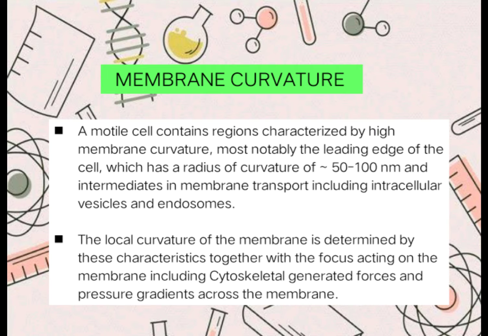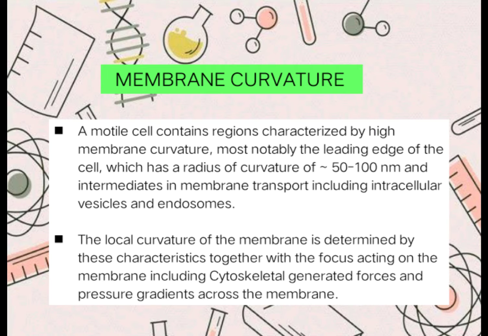The spontaneous curvature of a membrane and its bending elasticity are determined by the composition of the membrane. The local curvature of the membrane is determined by this characteristic together with the forces acting on the membrane, including cytoskeletal generated forces and pressure gradients across the membrane. Rather than being a passive consequence, local membrane curvature is dynamically determined by a continuous interplay between shape and composition.